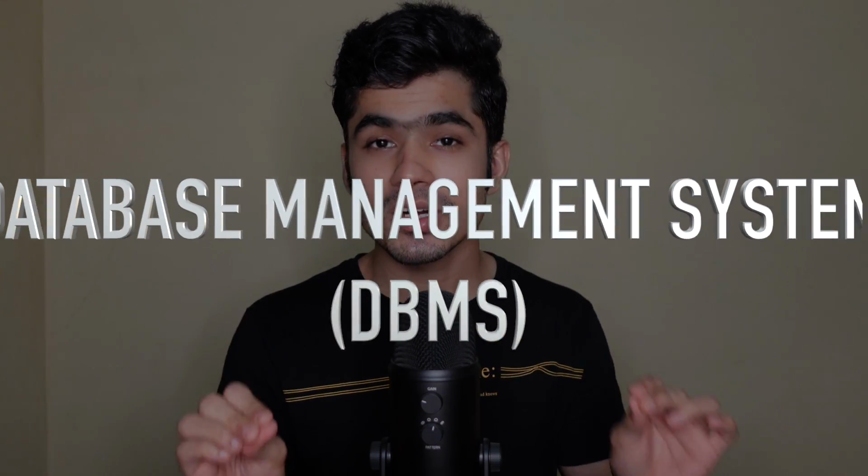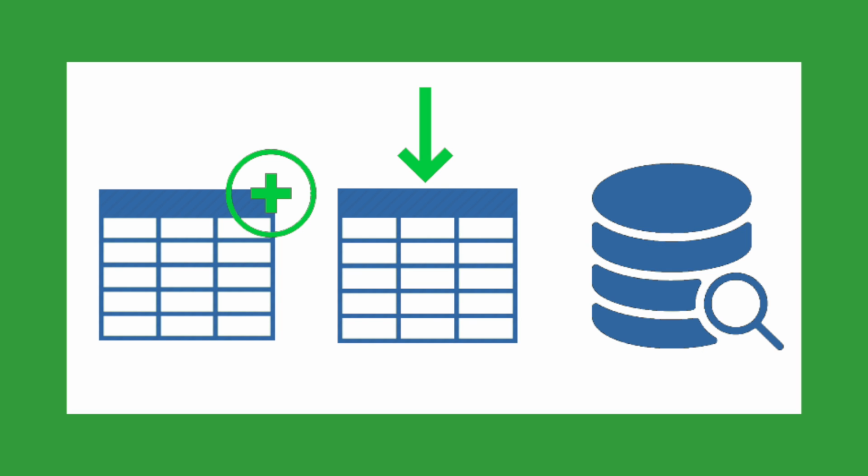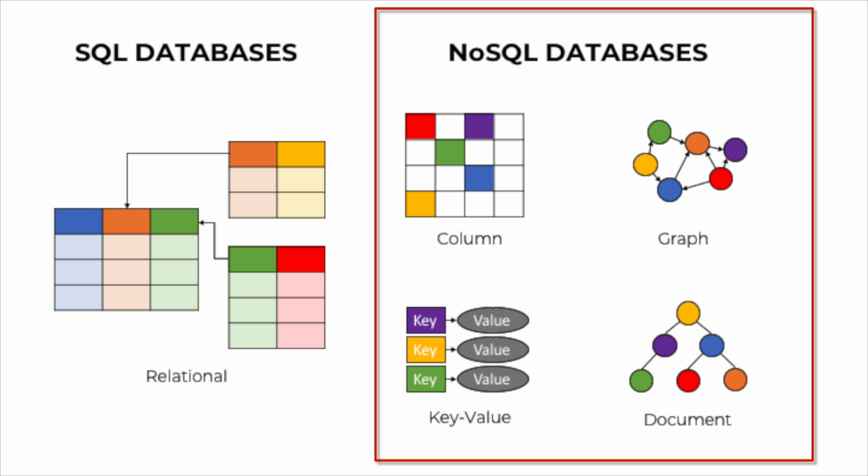But the question is, where do we even store all of this data? To store data, we have something called a database management system. It is basically an organized way of storing data in computers. So there are mainly two types of it. One is relational database that basically stores data in row and column format. And on the other hand, we have NoSQL database. It stores data in different formats such as key value, document, graph, etc.